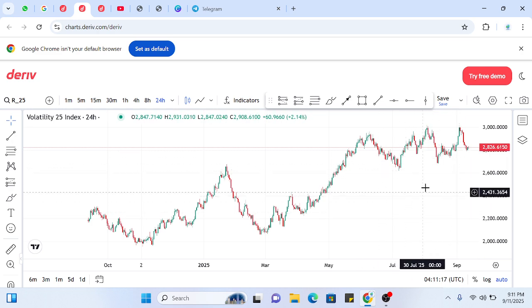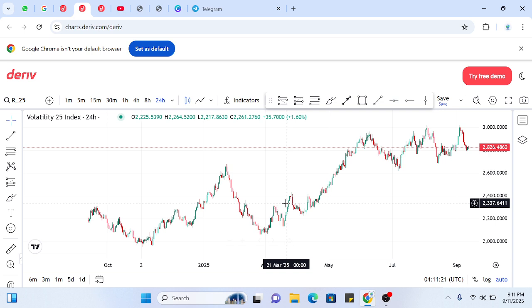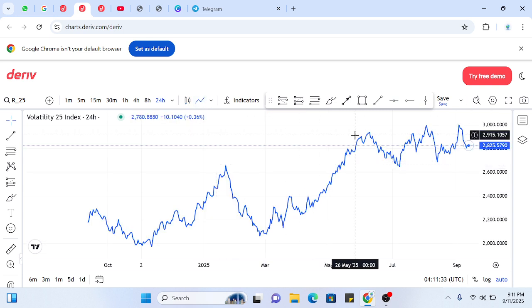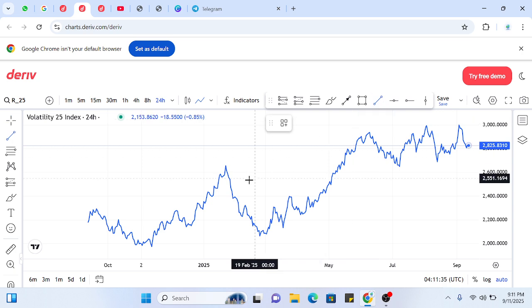But we can't know what to do on this market unless we analyze clearly by going from the top time frame to the down time frame, which is the lowest time frame. So the first thing we'll be doing is going to the line graph. So basically on the line graph, we clearly have this area.